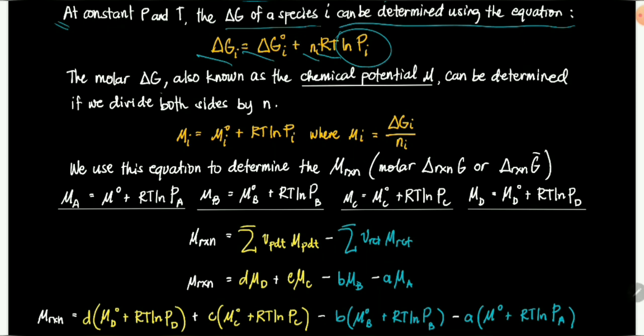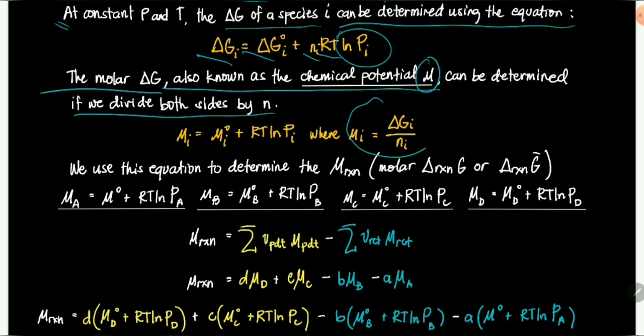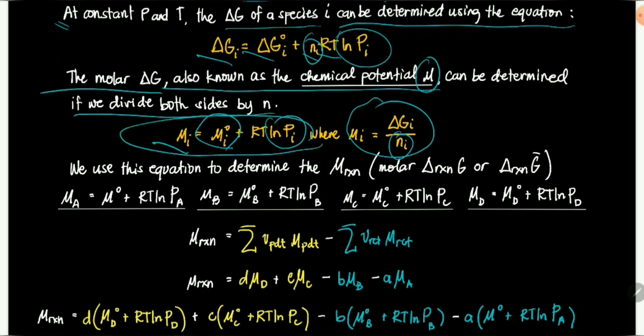Okay? So, the molar delta G, also known as the chemical potential mu, can be determined if we divide both sides by n. So, kapag ginawa nyo na tong expression na to, okay, so magiging mu na siya kapag dinivide nyo yung delta G sa Ni. So, itong Ni na to, i-divide nyo lang siya sa both sides para makuha nyo yung mu. So, mu I is equal to the standard mu of component I plus RT times Ln of the pressure of component I. So, meron na tayong ganitong equation.